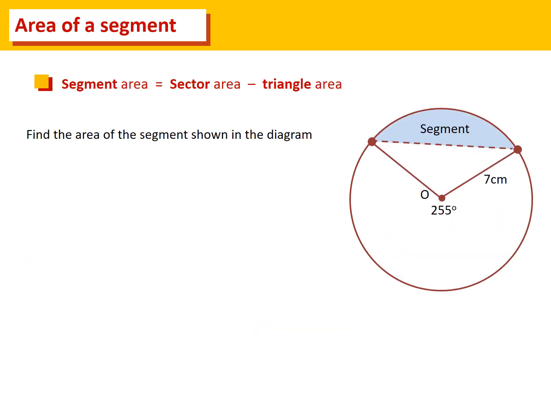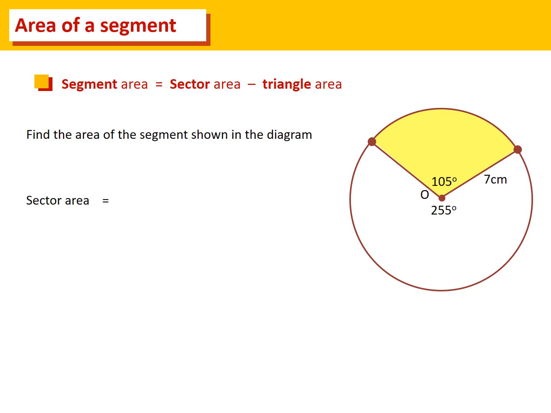Here's example 2. The blue segment is marked in that we're trying to find. In order to find the area of that blue segment, we need the sector area. Now, it's important to note that this 255 degrees is the angle outside the sector. We want the angle inside the sector. Remember, 255 and the angle inside the sector must add up to 360 degrees. So the angle inside the sector must be 105 degrees.